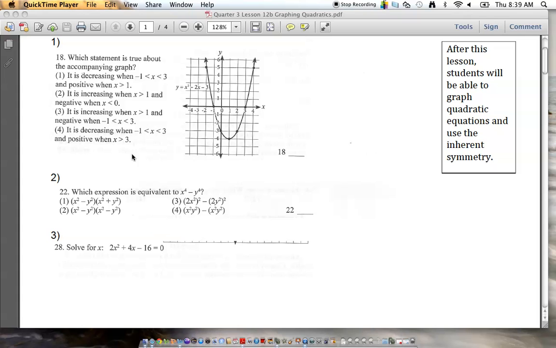Remember how I always talk to you about those fonts and how you can tell if I made it up versus the state? Well, this is a third resource. If the font looks like this, it's from Topical Book Review.